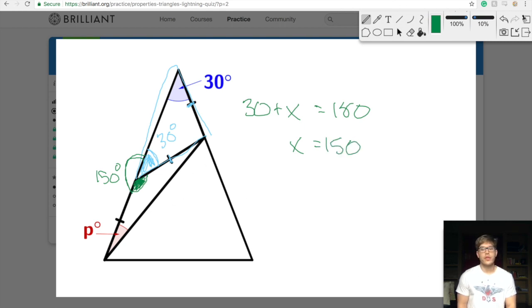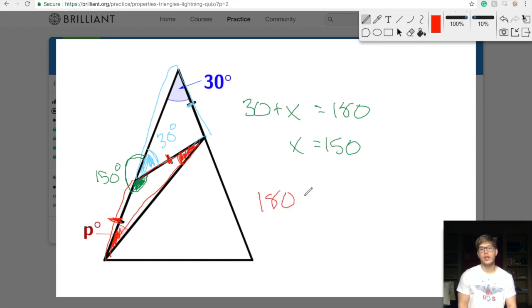And now we're left with two angles. We're left with p of this triangle and this opposite angle. Well, this triangle here, the one I'm outlining in red, is also isosceles. As we see, this side is equivalent to this side. So what do we know? Well, we know the interior angles of a triangle sum to 180.